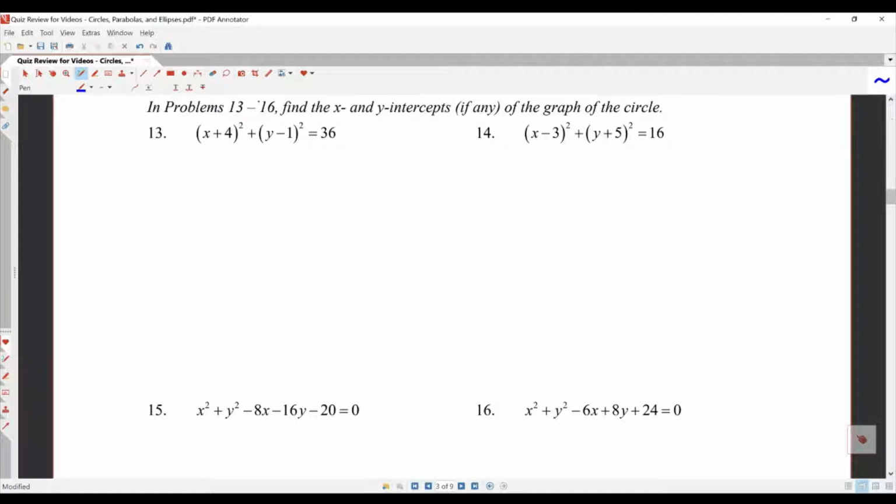All right, number 13, find the x and y intercepts. So to find the x-intercept, we let y equal 0. To find the y-intercept, we let x equal 0. So let's go ahead and do that.